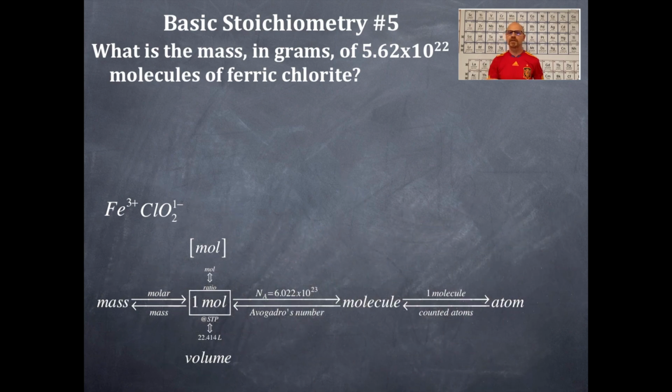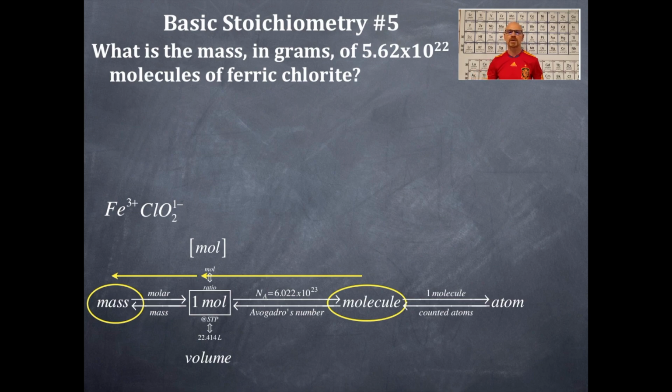We're going to be using this flowchart like we have been on all of these problems. We're going to start off with molecules, because that's the 5.62 times 10 to the 22 molecules. Those are the units we're starting with, and we're going to end up with a mass, and that is right there. Can we go directly from molecules to mass? There is no direct path there. Therefore, we need to go from molecules first to moles, and then from moles to mass. So you're going to write down the molar mass for ferric chloride using your periodic table.